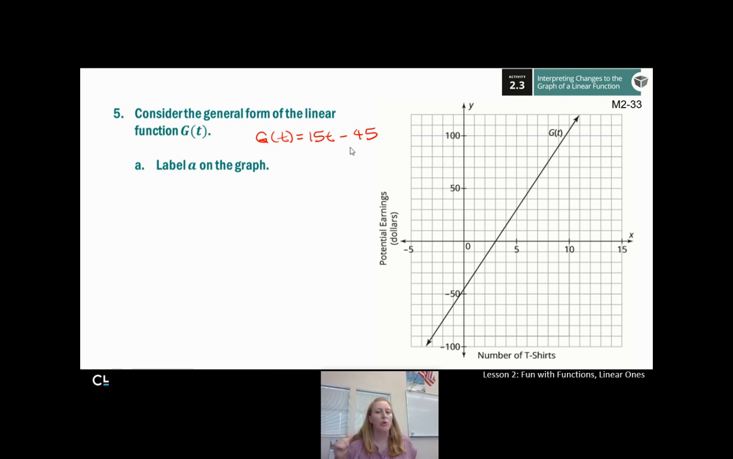I want you to label A on the graph, and I also want you to label B on the graph. Can you manage that? I think you can. Go ahead and hit pause and do A and B here on number 5, and then hit play when you're ready to check your work.